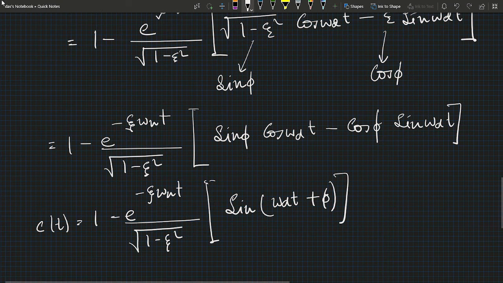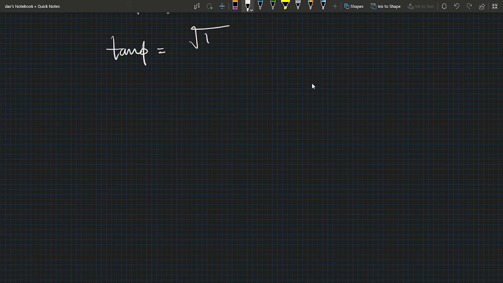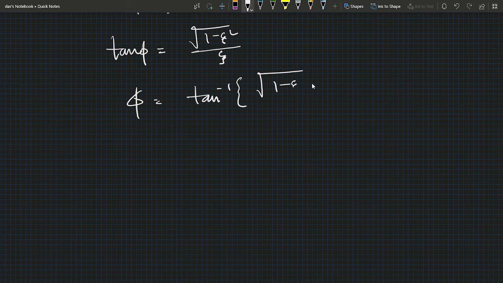Now from here, sine phi by cos phi, that is tan phi. What is the value of tan phi? Tan phi is equal to root over 1 minus zeta square by zeta. So what is the value of phi? Phi is basically tan inverse of root over 1 minus zeta square by zeta. Okay, so this is our expression.